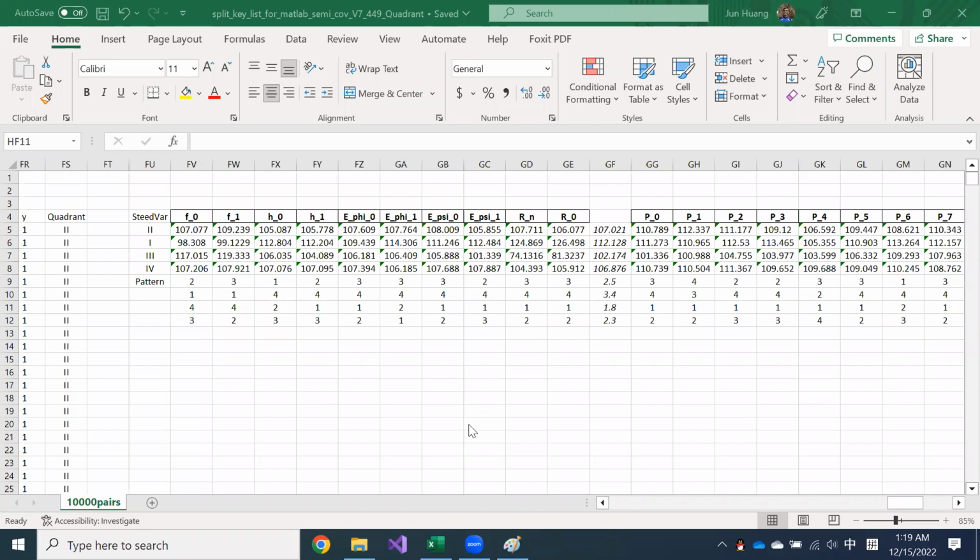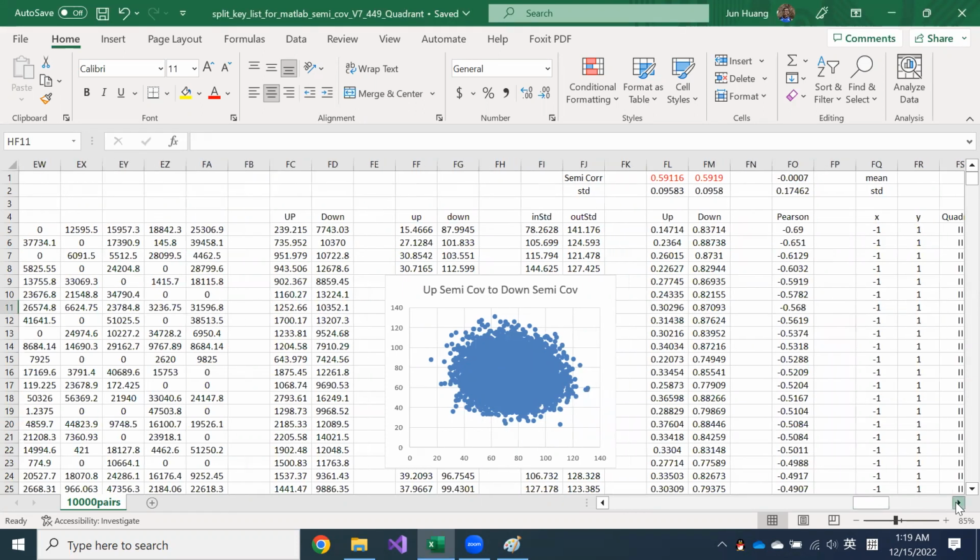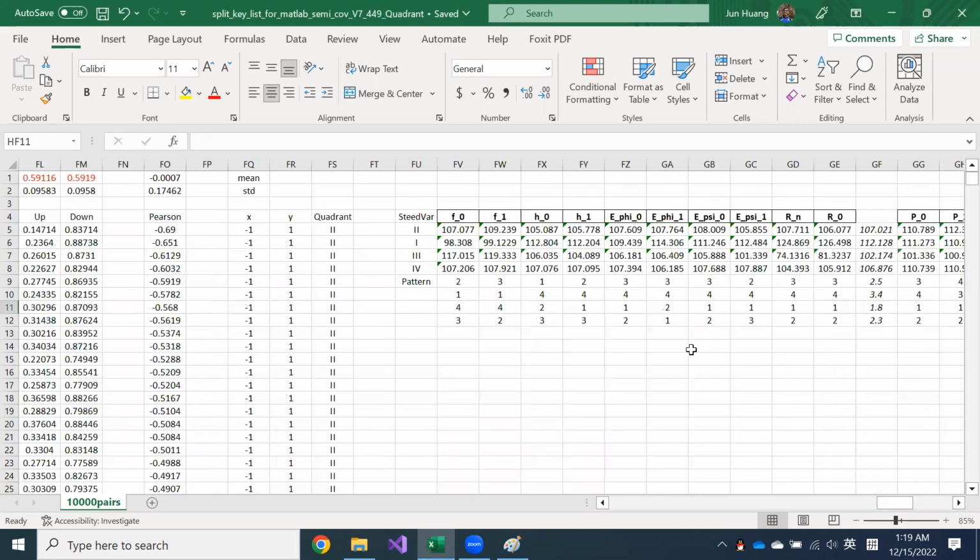Today I'm going to continue talking about this private key and public key relationship. We already knew that the input and output, which are the private key and public key, have some kind of relationship. This is 10,000 keys. We plotted the semi-covariance and we see a shape like this. What I did yesterday was calculate those keys in different quadrants: 2, 1, 3, 4.